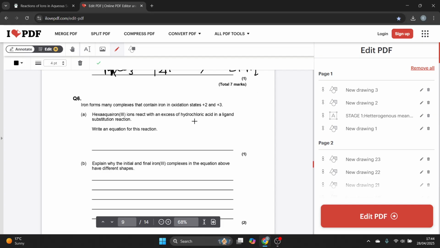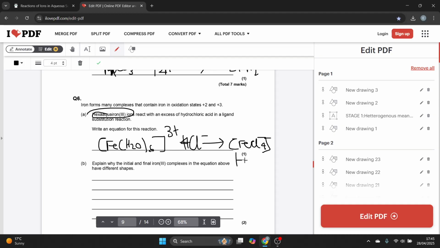Hexaaqua iron(III) ion reacts with excess hydrochloric acid, a ligand substitution reaction. Give the equation for this reaction. Hexaaqua iron(III) ion, okay, so that's just Fe(H2O)6 3+. They just try to confuse you with that big number word. And then obviously it reacts with HCl, so Cl-, ligand substitution. You need a 4 here, and then you form FeCl4- plus 6 H2O.